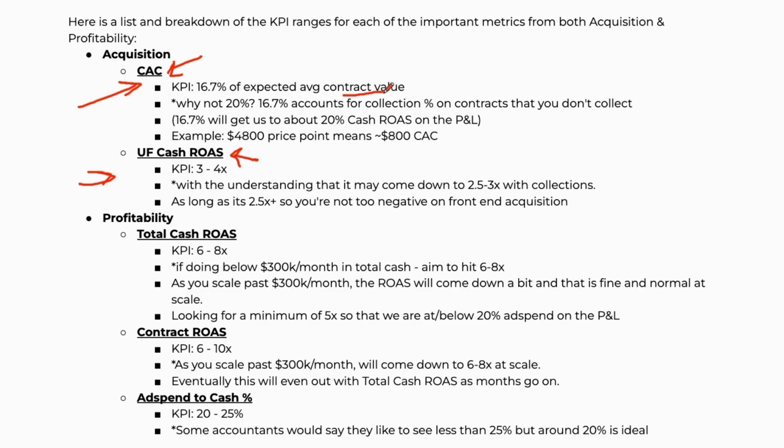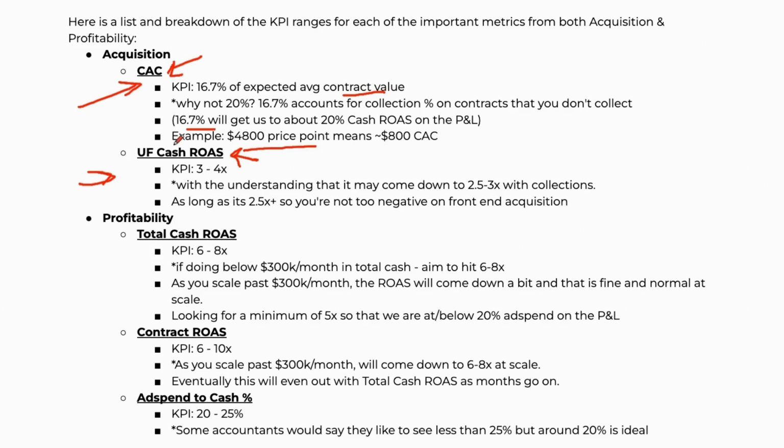So example, if you have a price point of your program of $4,800, that means that your CAC is going to be around $800. And remember, this is ad spend CAC specifically. We talked about all of that in the past, right? So about 16.7% is going to give us about a 20% cash ROAS on our P&L. Again, I know some of that might go over your head. When you come back to this in the future, it'll make a lot more sense to you.